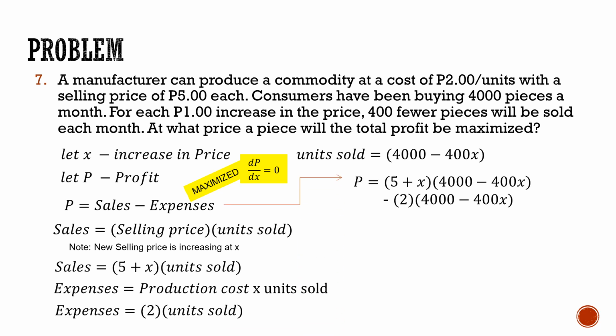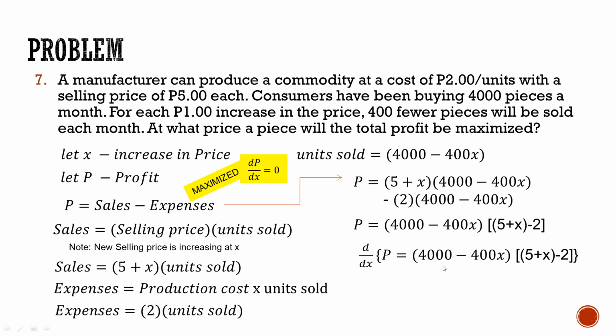Okay, from this, we can just substitute all of the equations. Yung sales mo is 5 plus x times 4,000 minus 400x. At yung production cost or the expenses is equal to 2 pesos times 4,000 minus 400x. And that is to be subtracted from the sales. Okay. Of course, all we have to do is to simplify. Anong ginawa ko dito? 4,000 minus 400x is actually common to the first and second term. That is why I'm gonna factor that out. Ang naiwan is 5 plus x minus 2.